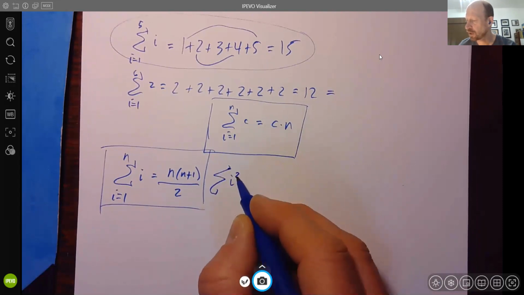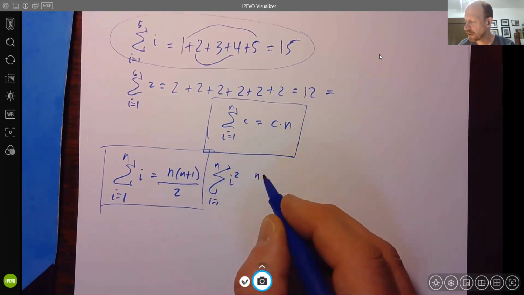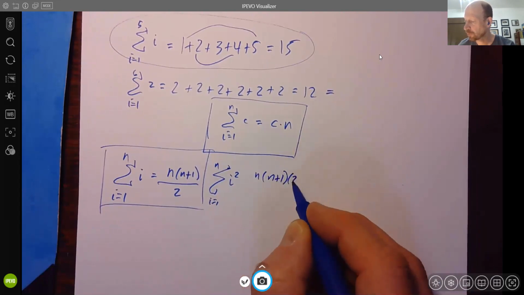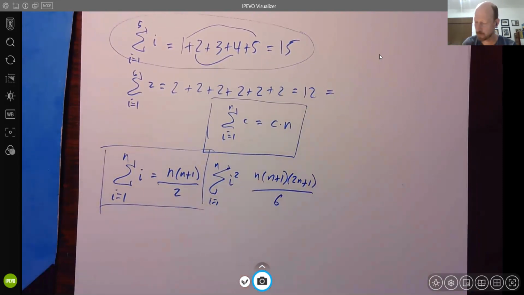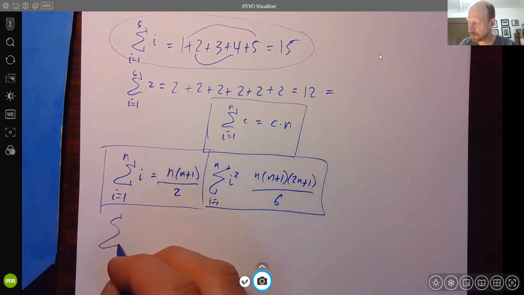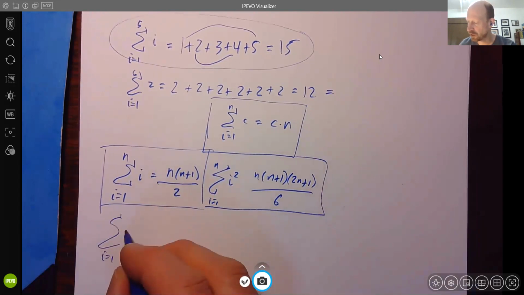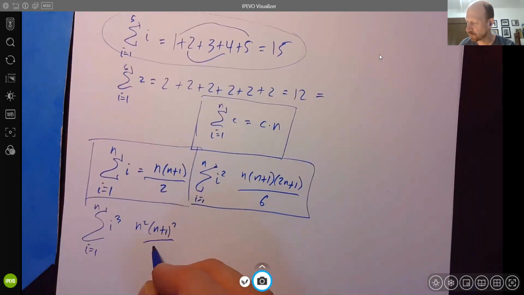We also have one for the i squareds. That's n plus 1 times 2n plus 1 over 6. And there are many of these, but all we need is the i cubes. And that's n squared times n plus 1 squared over 4.